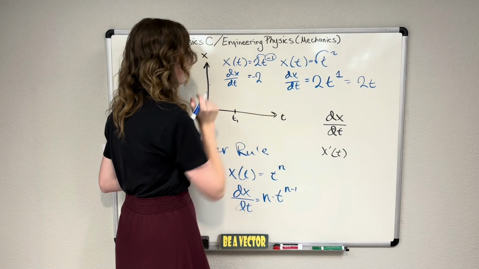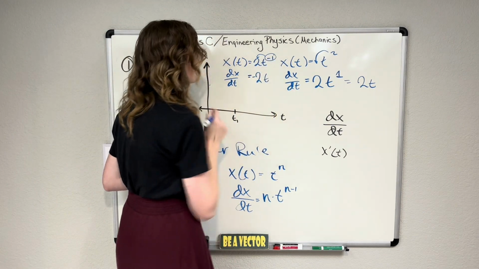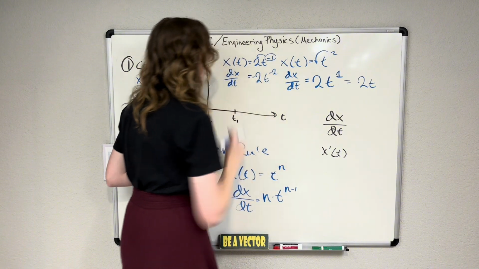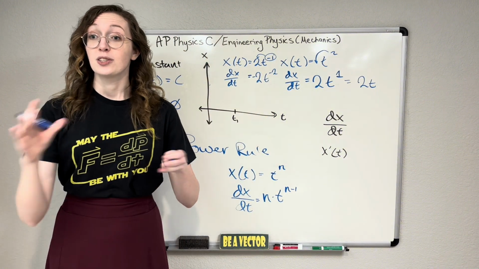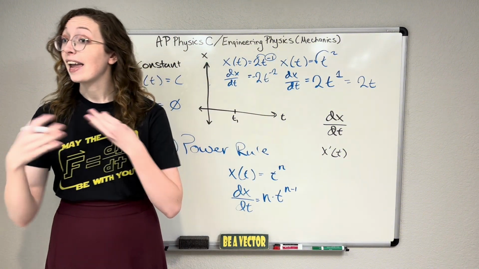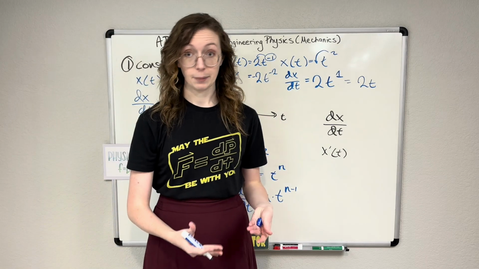In this case, negative 1 times 2 is negative 2. And then I subtract 1 from my exponent, and I get negative 2. So that's how you can take the derivative of any expression that has an exponent.